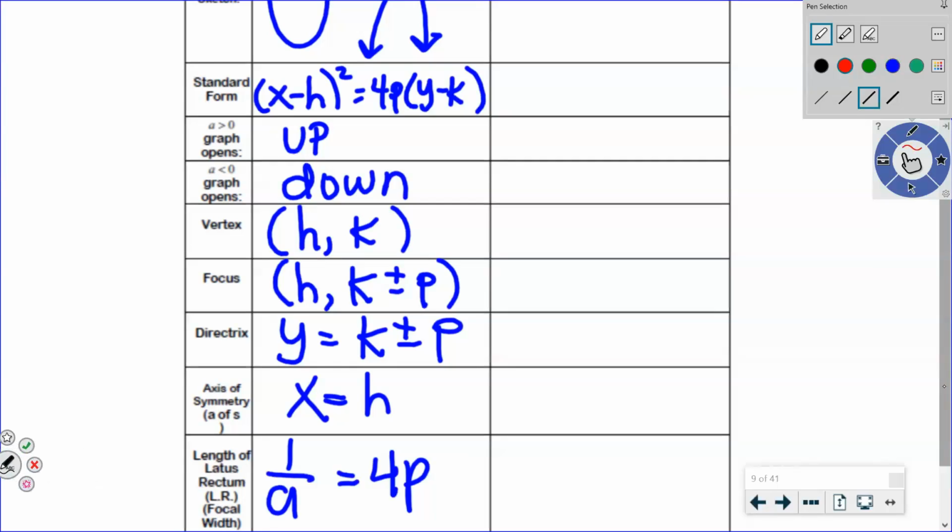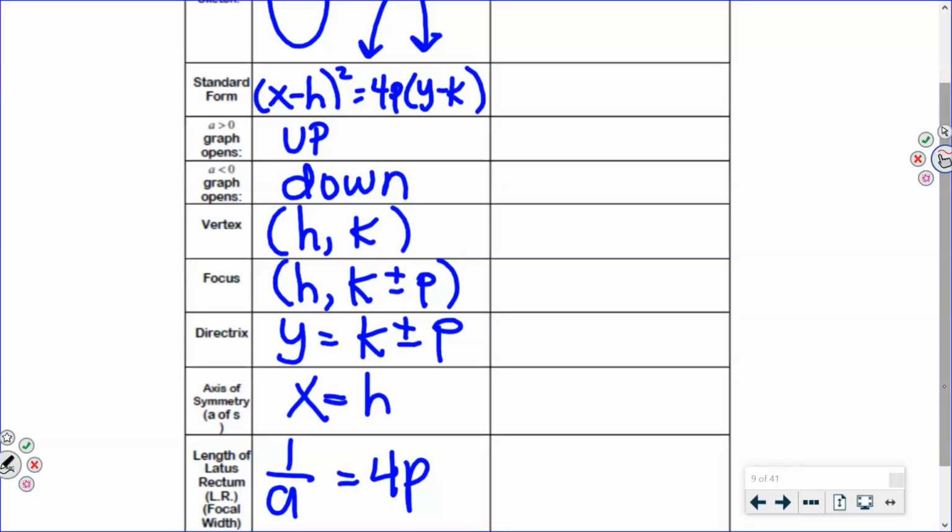Okay, so now let's talk about sideways parabolas. The good news about sideways parabolas is some of this stuff is already the same. This is still the same. 4p's is going to make up the official focal width. It doesn't matter if it's sideways or up and down. Same with your vertex, y'all. It's always going to be h, k.